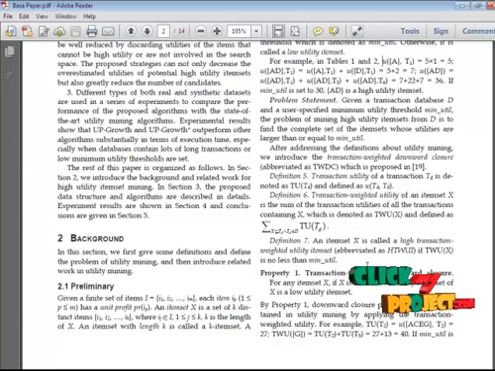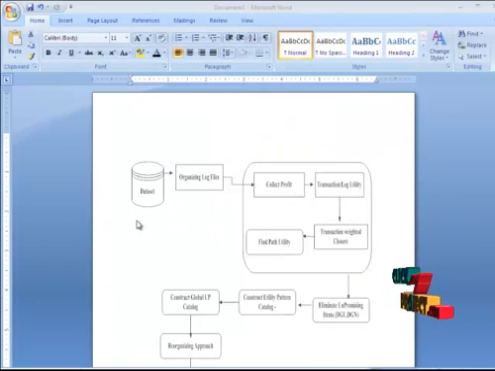So after that, the output for the particular data set is nothing but high transaction-weighted utility item sets. Okay, so this is the overall structure. Now we are going to see the flow of this particular paper.